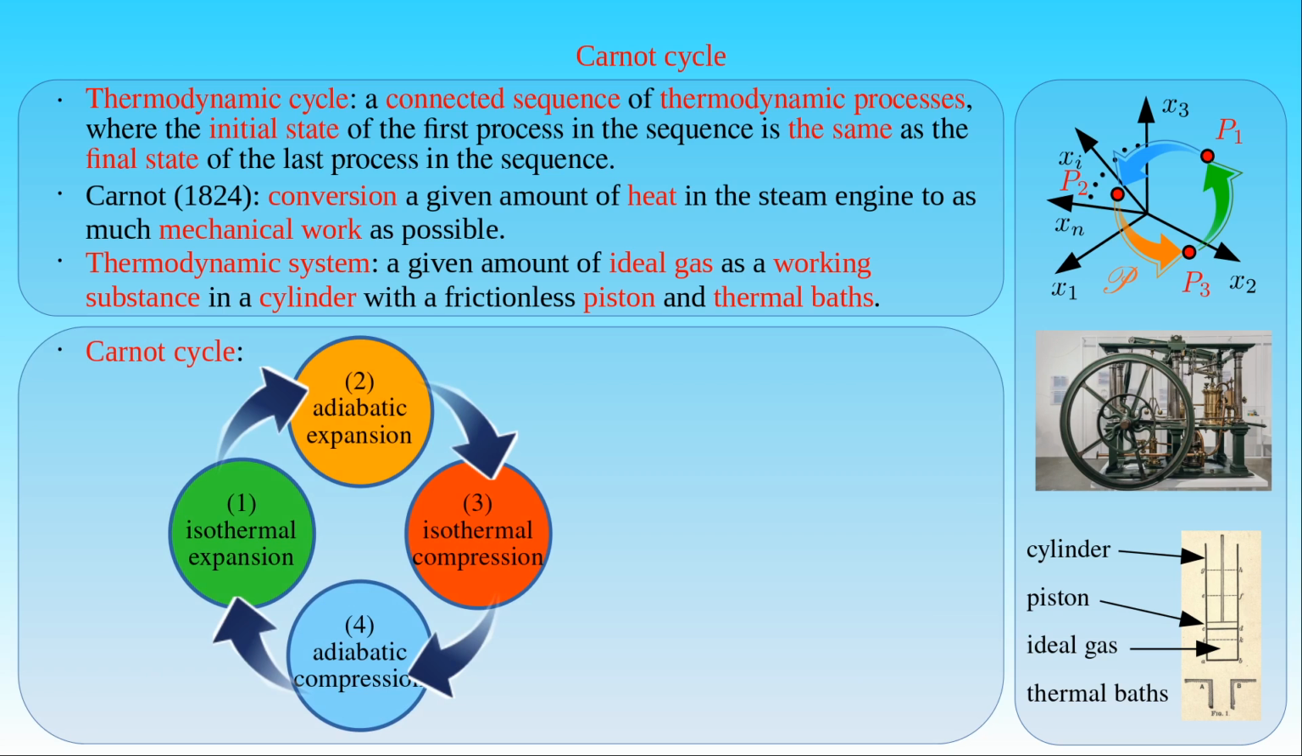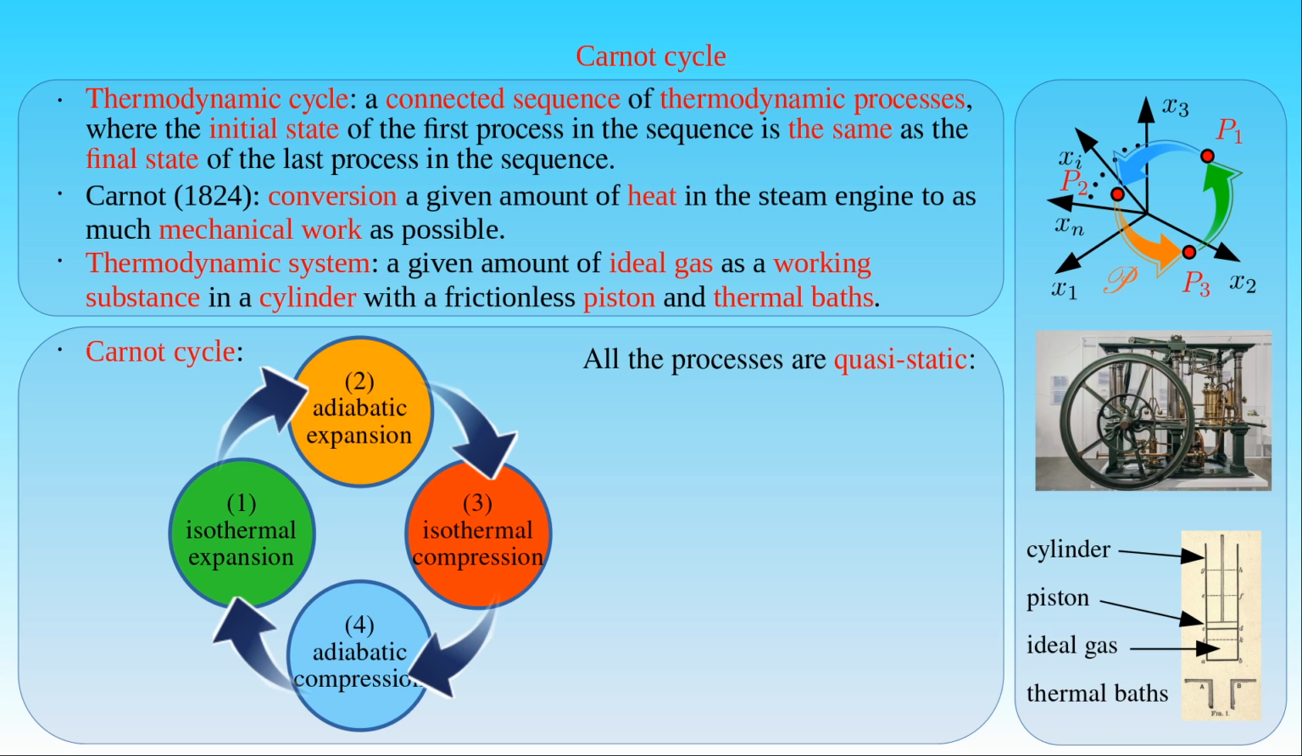Carnot cycle consists of four thermodynamic processes: isothermal expansion, adiabatic expansion, isothermal compression, and adiabatic compression. We label the processes with the numbers from 1 to 4, starting with the isothermal expansion of the working substance. Since Carnot cycle is a sequence of idealized thermodynamic processes, all of them are supposed to be quasi-static.